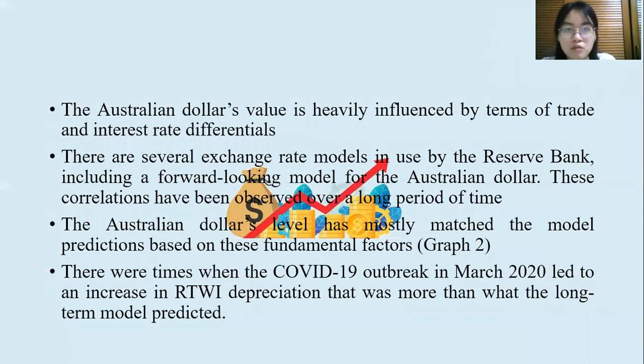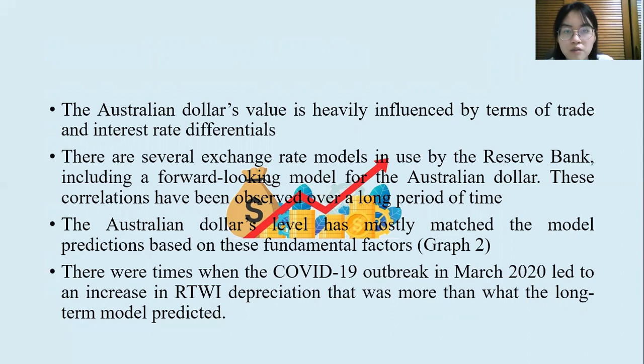Over the medium to long term, the Australian dollar's value is heavily influenced by the terms of trade and interest rate differentials. These factors help predict the demand for Australian dollars in the future. This is reflected in the demand for Australian dollars. For example, as a result of a difference in interest rate between Australia and other nations, there are several exchange rate models in use by the Reserve Bank, including a forward-looking model for the Australian dollar. These correlations have been observed over a long period of time.